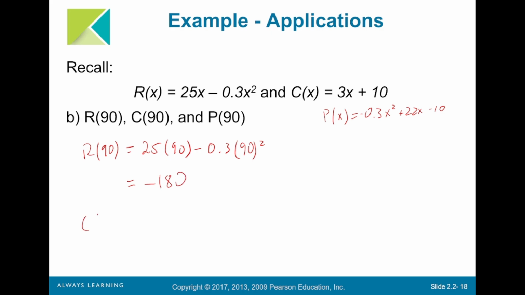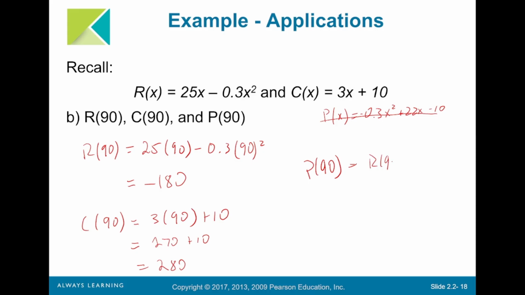Okay, C of 90 is 3 times 90 plus 10. 3 times 90 is 270 plus 10, so that gives us 280. And now to figure out P of 90, I actually don't even need the function from the previous slide, right? I can do R of 90 minus C of 90 as values.